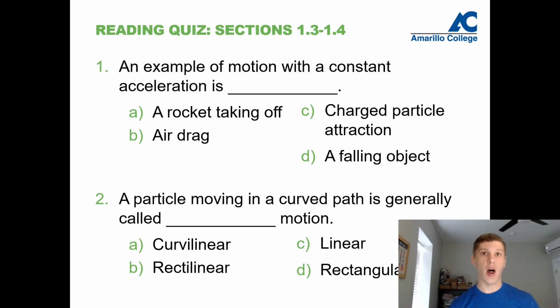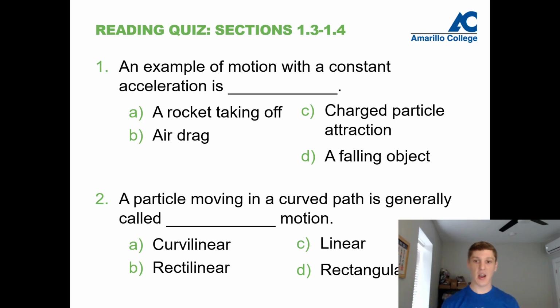We know that all objects that are being acted on only by gravity all accelerate at a constant rate of 9.81 meters per second squared, or 32.2 feet per second squared. For a rocket, the acceleration will actually change depending on the mass of the rocket. As the rocket burns more fuel, the rocket becomes lighter and the acceleration increases. Air drag actually depends on the velocity squared, so it is not a constant acceleration. And charged particle attraction depends on the separation of the two particles over the radius squared. So the acceleration is not constant because as the particles get closer together, the acceleration increases.